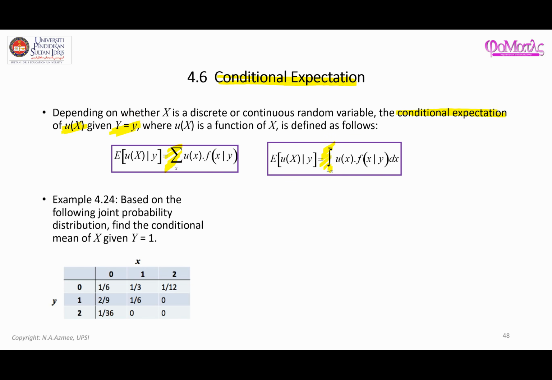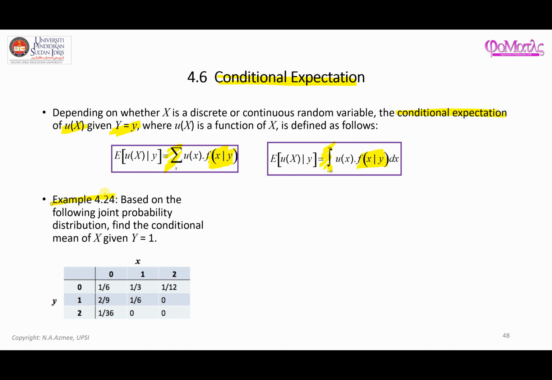What you need to pay attention to is that we are going to replace this part over here with what is known as the conditional distribution of x given y. So here is also the conditional distribution of x given y. That is basically what it is. To illustrate the application of this formula, we are going to consider a problem related to the discrete case, and then we will move on to the continuous case.